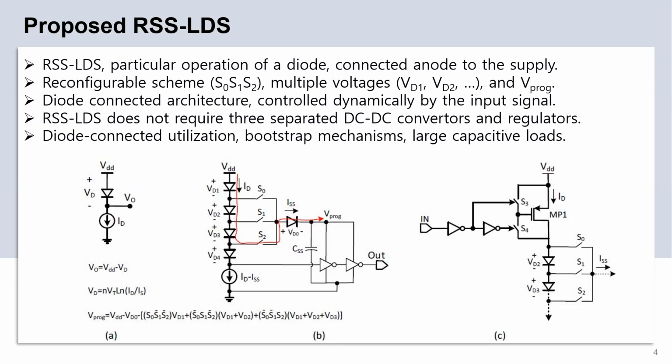Part B of this figure illustrates the reconfigurable scheme and how a single supply is used to generate multiple voltages, VD1, VD2, and so on, and V prime to the output buffers. Part C of this figure shows how the diode connected architecture is controlled dynamically by the input signal with the highest voltage.